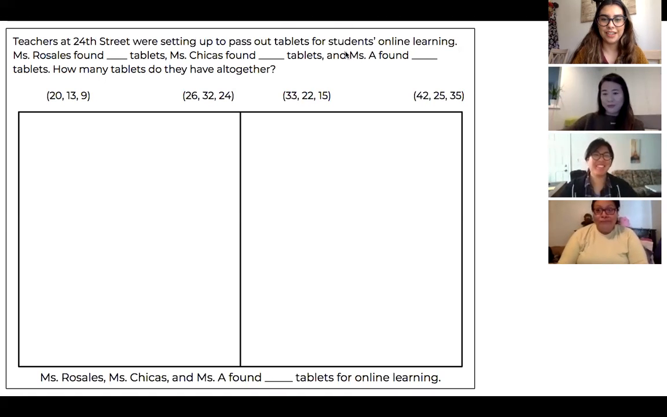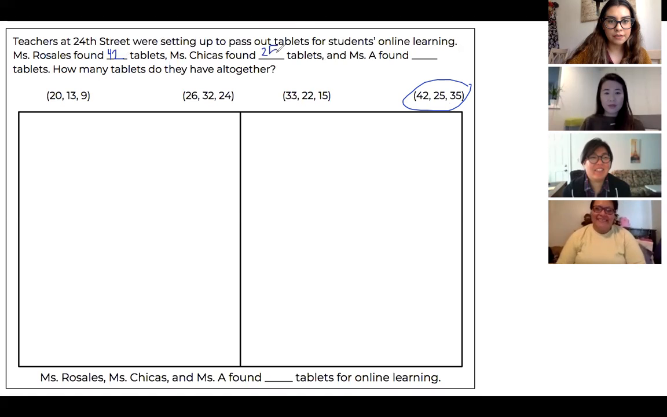Ooh, all right. How did you know that was the challenge problem? Oh, I just assumed, is it? Yeah, I think so. We'll see. So I'll plug those in. Remember, the first number goes into the first blank, 42, 25, and then 35.